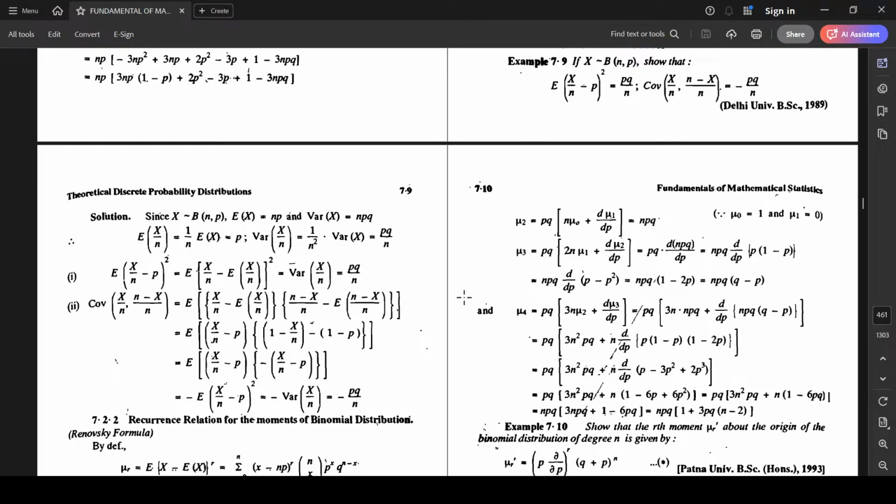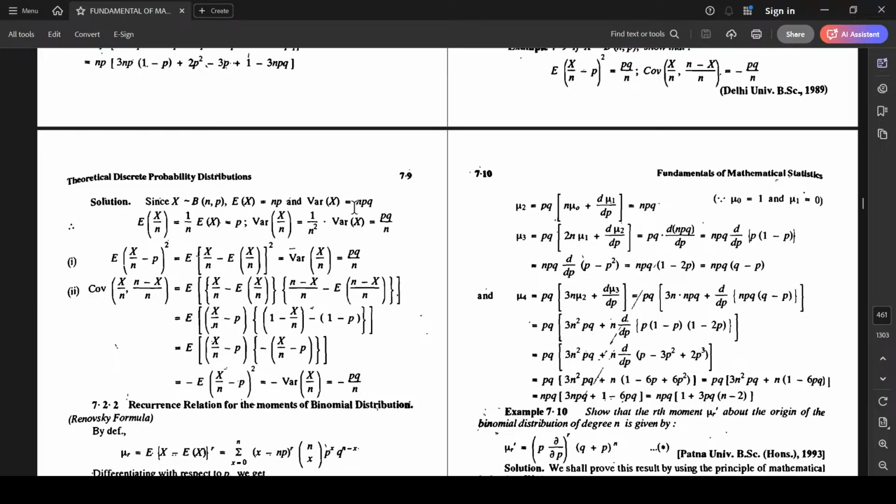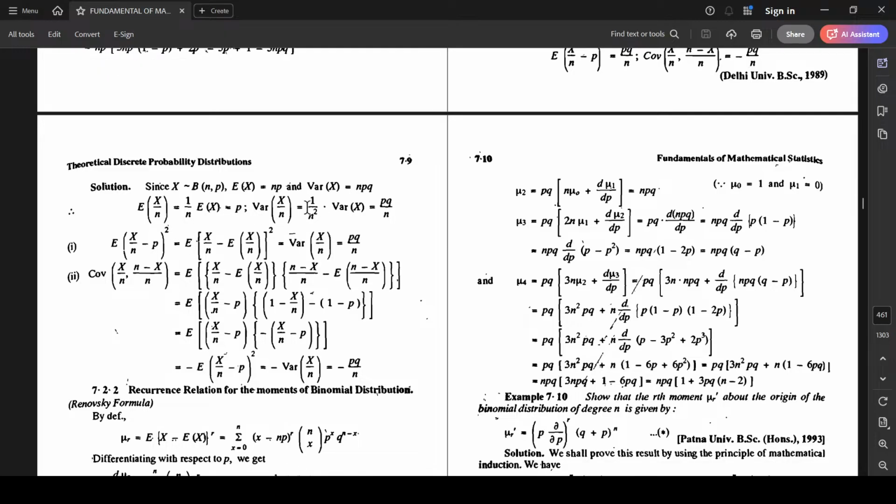And the second part is how do we get it here? See, this square makes this n square, and the variance was npq by n square. So this will become p square, and this will become n square by n square. Let's see.